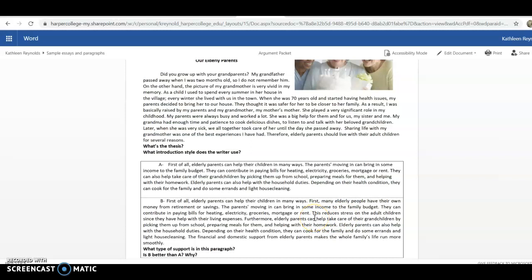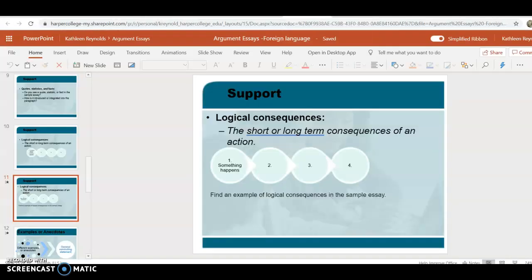Then we have another point. This reduces stress on the adult children since they have help with their living expenses. So they even went to step number 4, help their children. When they added this sentence, this reduces stress, that shows how the additional income from the older people helps their children. Okay, the same is really true in the second part of the paragraph. So this is a great example of logical consequences in action.